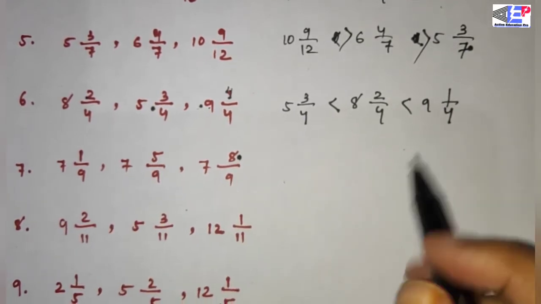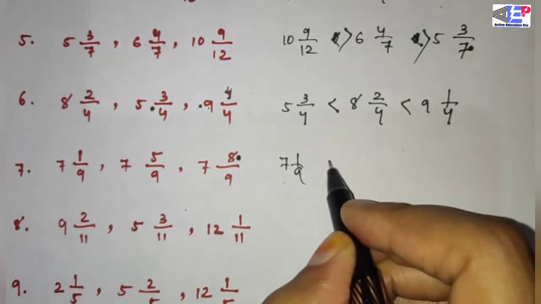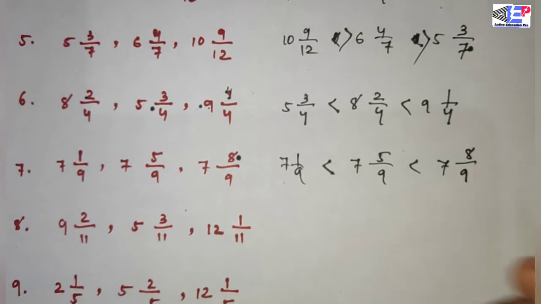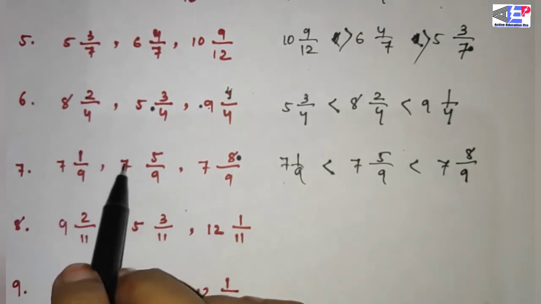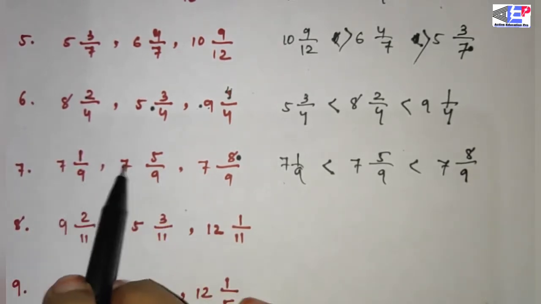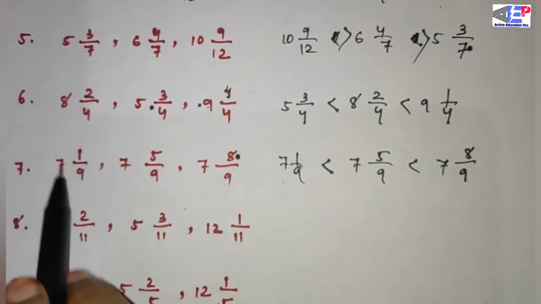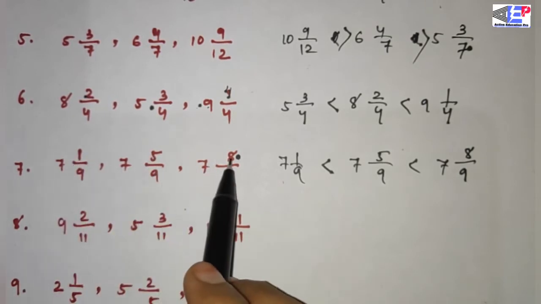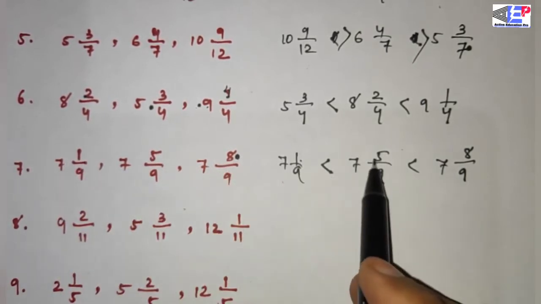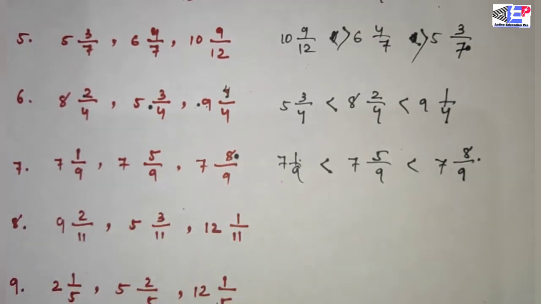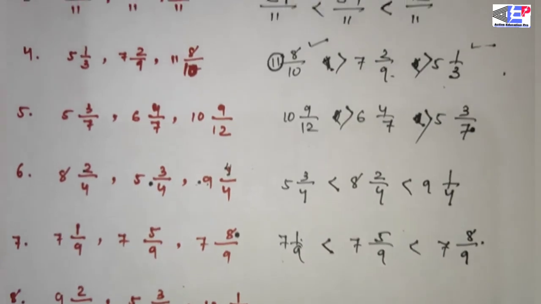So you can write here 7 1 by 9 less than 7 5 by 9, less than 7 8 by 9. Again I repeat, look here, these three fractions have the same whole part 7, 7, 7, and like fractional parts. So for like fractions you have to compare the numerator values 1, 5, 8, and 1 is less than 5, less than 8. Here it doesn't matter to compare the whole number parts, because they are equal, so you have to compare the numerator parts.